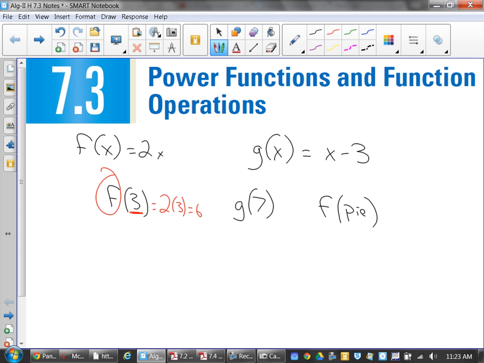G of 7, which equation are you going to pick, the f or the g? You're right. So you wind up with 7 minus 3, otherwise known as 4. Now, F of pi. That was pi. That's not, felt like being fancy. That's pi. So you get 2 pi.